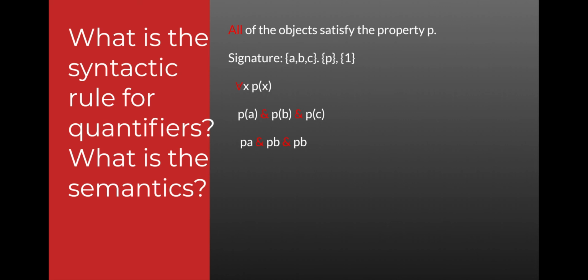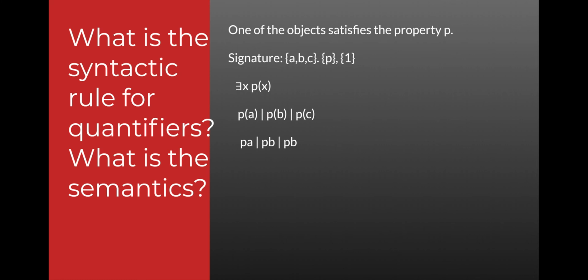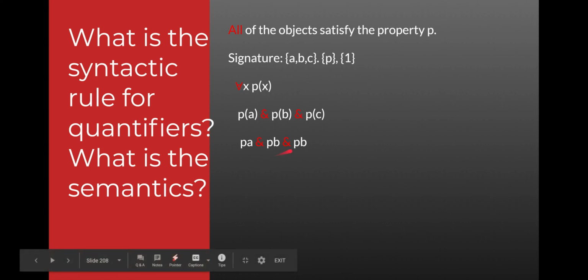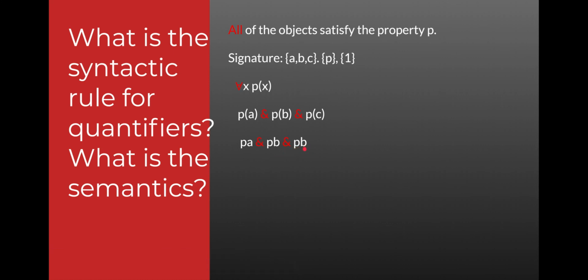But if we wanted all of the objects to satisfy the property P, we would replace the existential operator, the backward E, with the upside down A, and we'd replace all of the disjunction operators, the vertical bars, the ors, with ands. And so that's what the red is. And again, I have to point out that for several of these slides, this PB should actually be PC.